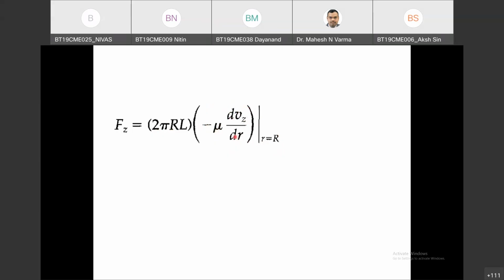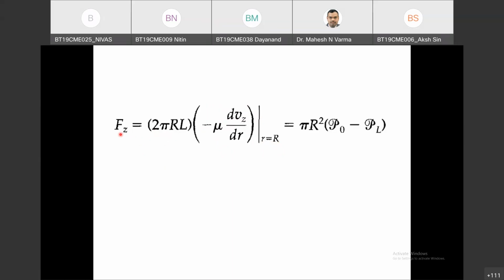You can substitute that, or you can use the velocity profile equation also. Differentiate the velocity with respect to r, multiply it with μ, and wherever small r is coming, substitute it equal to capital R, and multiply by the surface area 2πRL. So you will get the drag force.